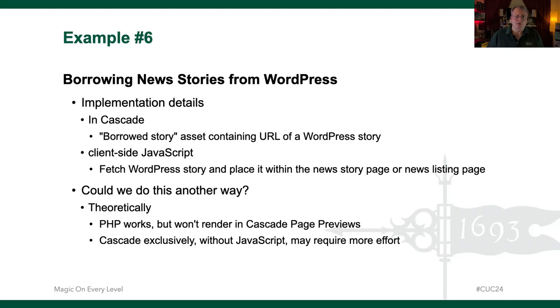Likewise, for departmental news listing pages, Cascade can build the listing with all the details of the stories hosted in Cascade and stub items for the external stories, which the client will replace using asynchronous JavaScript when rendering the page.